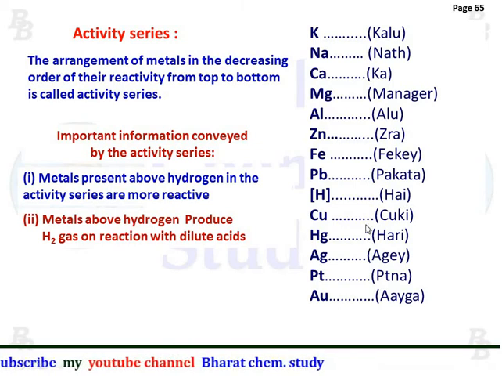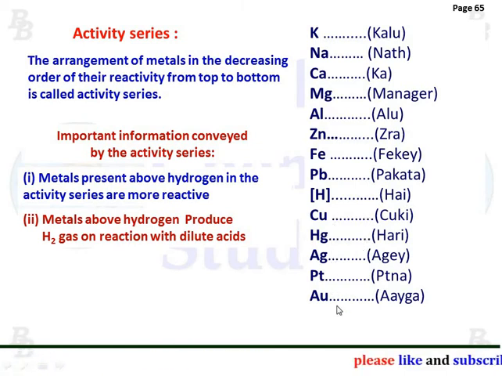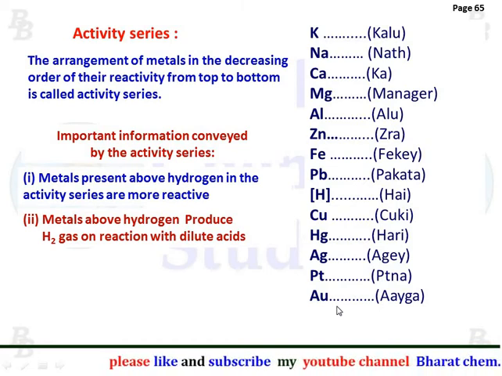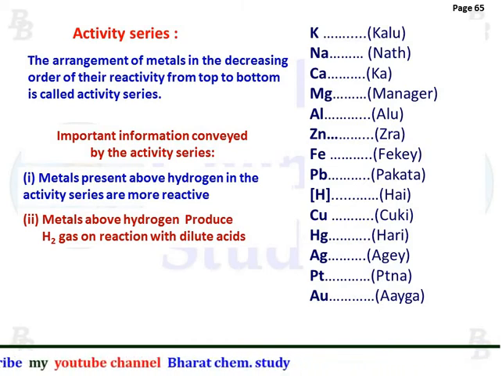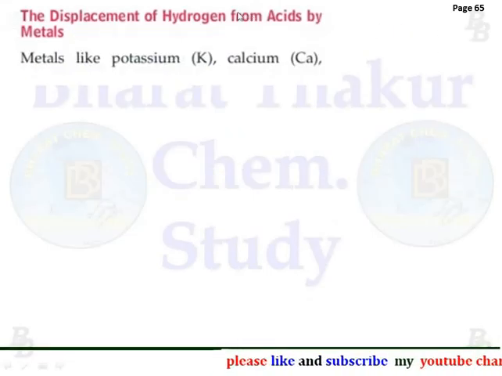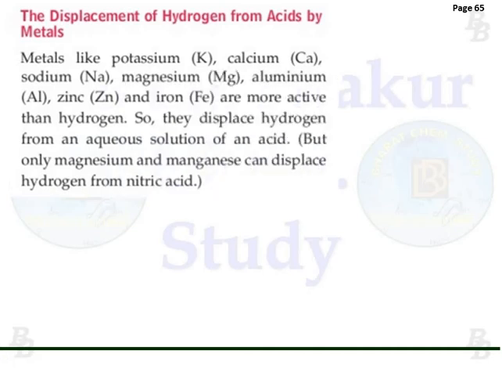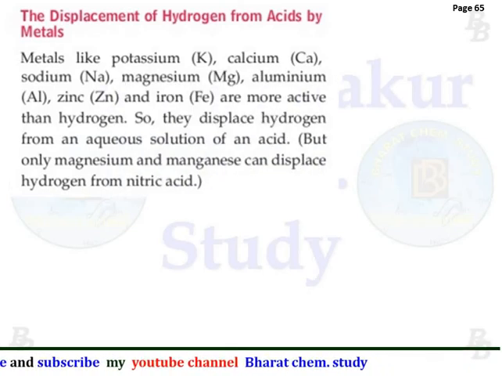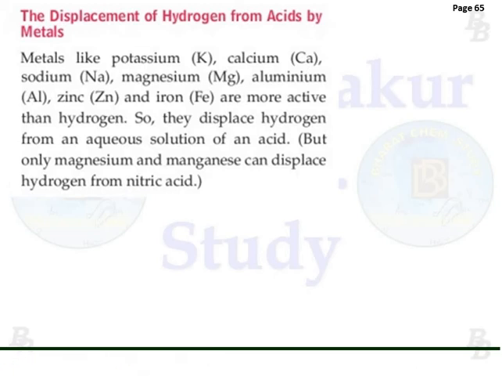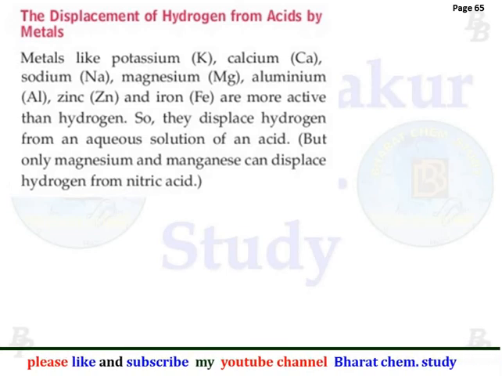But those metals which are present below hydrogen, copper, mercury, silver, platinum, gold, will not form hydrogen when they react with dilute acids. So this is displacement of hydrogen from acid by metal. We have studied all the reactive metals: calcium, potassium, magnesium, sodium, aluminum, zinc, iron. All these are more reactive than hydrogen because they are present above hydrogen in the activity series. So they will displace hydrogen, that is, form hydrogen gas on reaction with dilute acids.